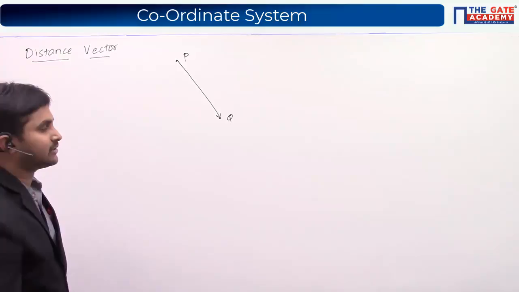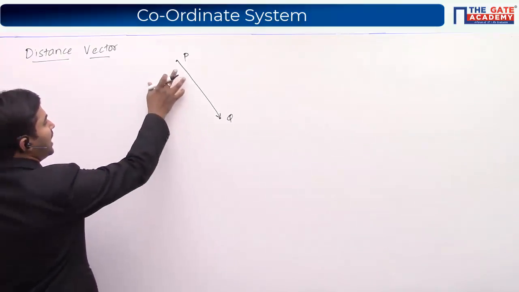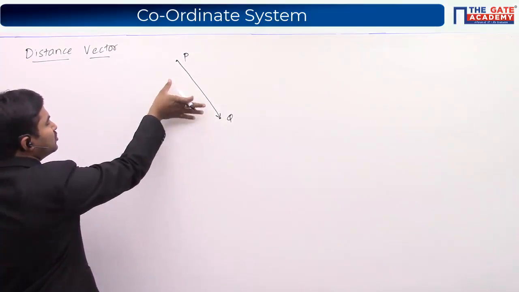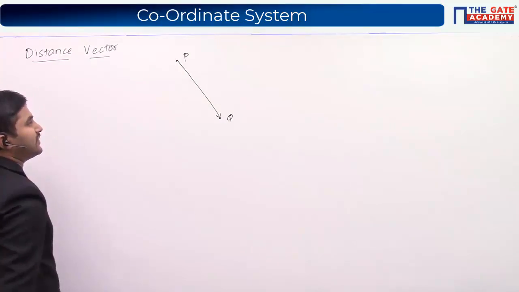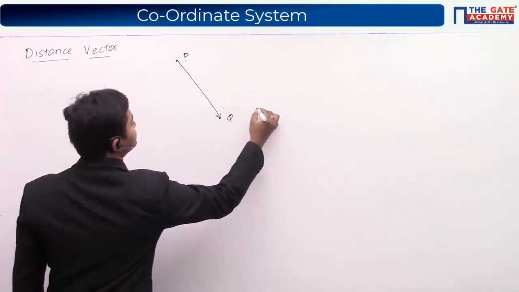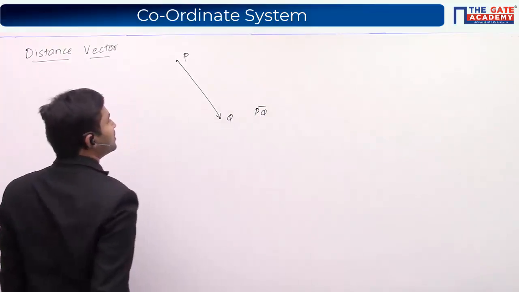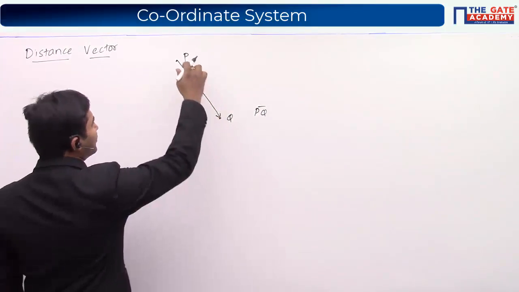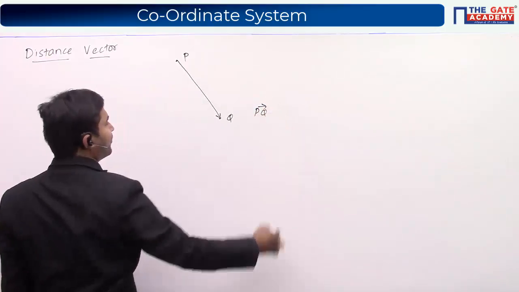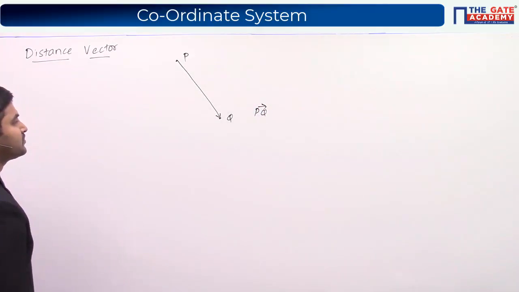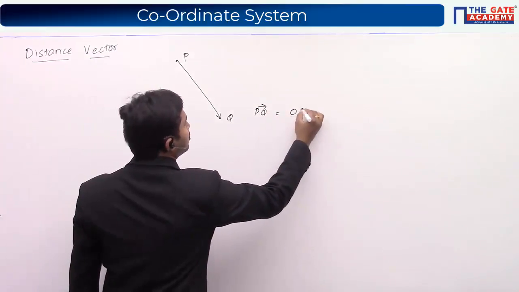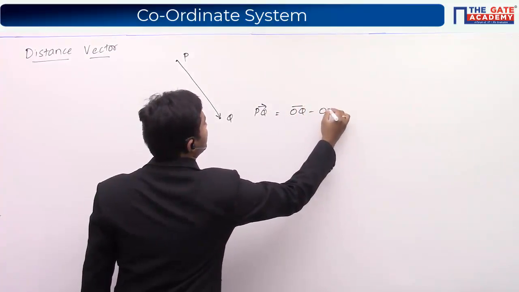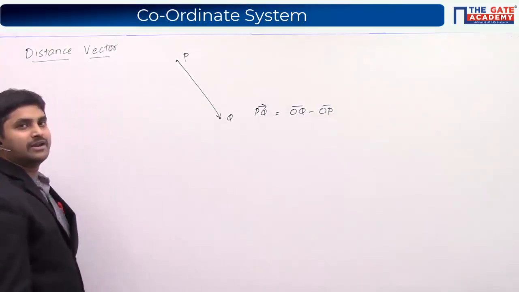Specifically a distance vector. So if I wanted to have the distance between P and Q, I wanted to have a vector for it, which is what we are calling as a distance vector PQ bar, moving from P to Q, which can be given by what? It can be given by OQ bar minus OP bar.